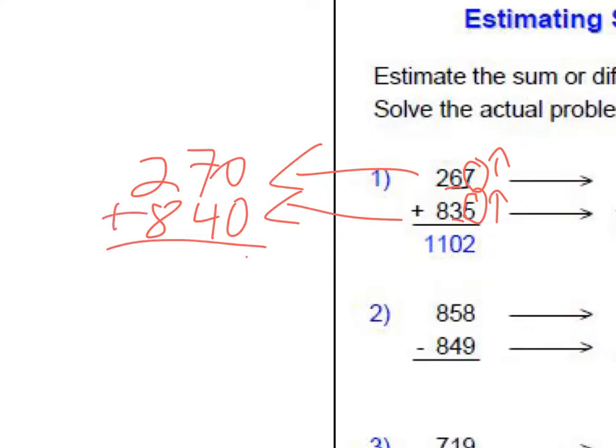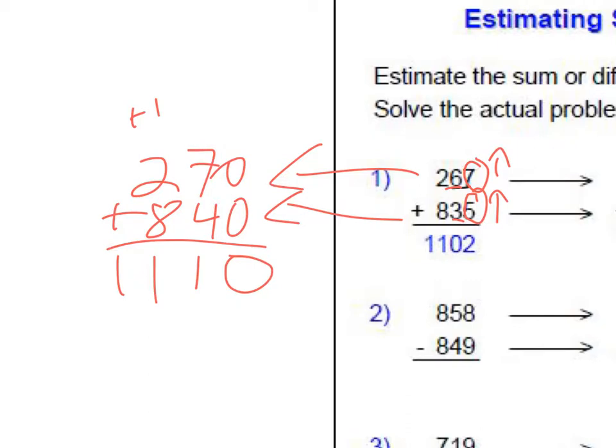So 0 plus 0? 0. 7 plus 4? You can move the board if you need to. 11, right? Okay. And then 8 plus 2, and then plus 1? 11. 11, right? And notice how close it is to the actual answer, 1102. Do you see that? Okay.